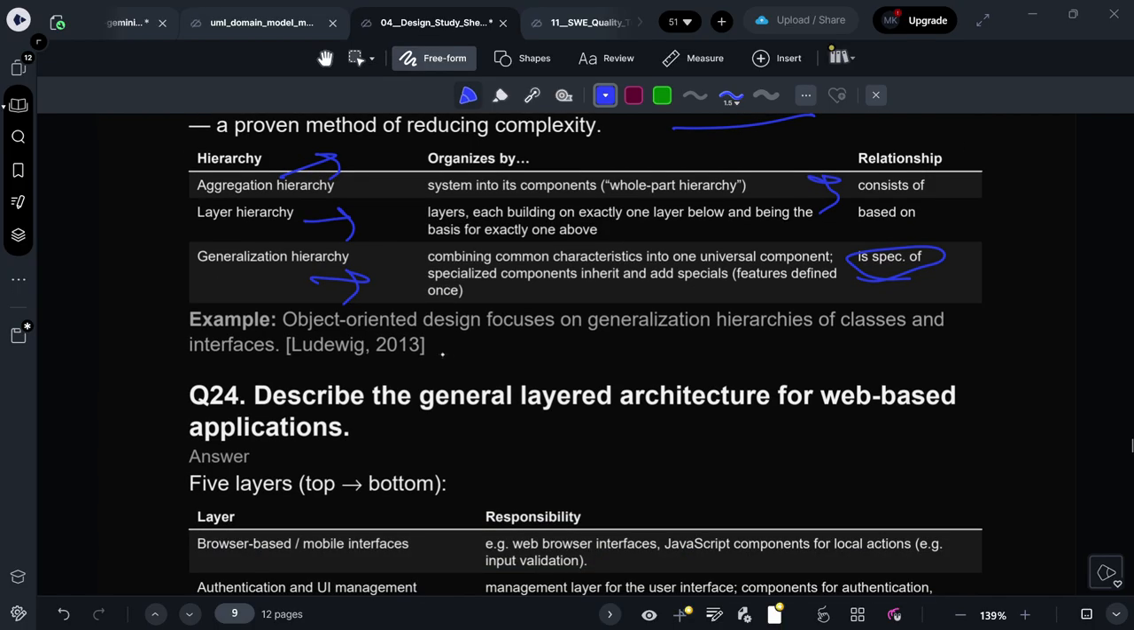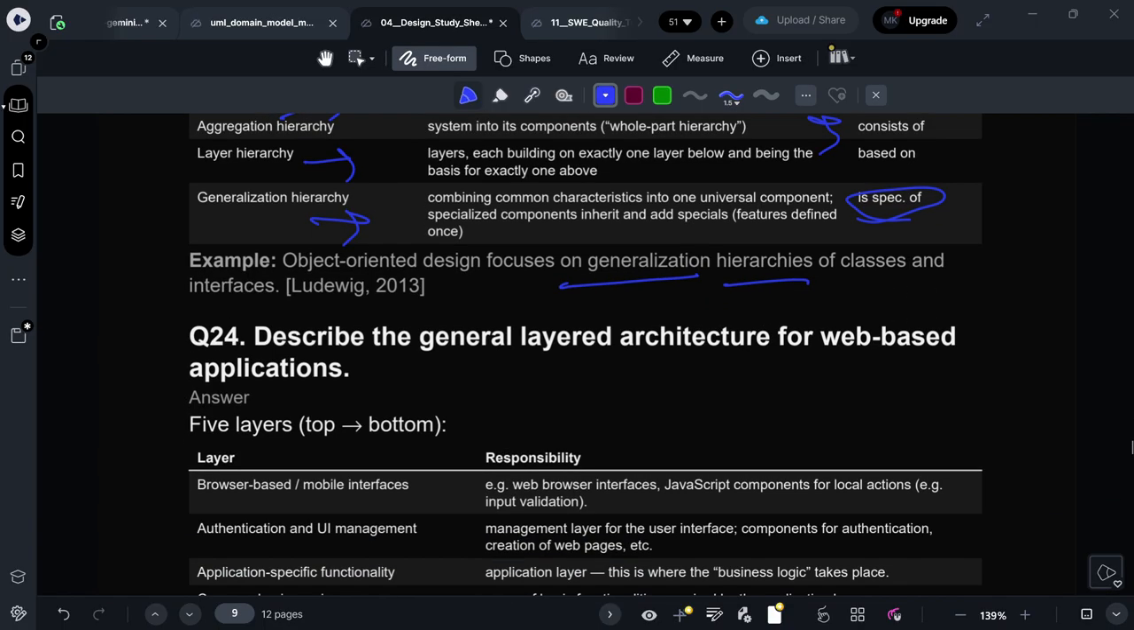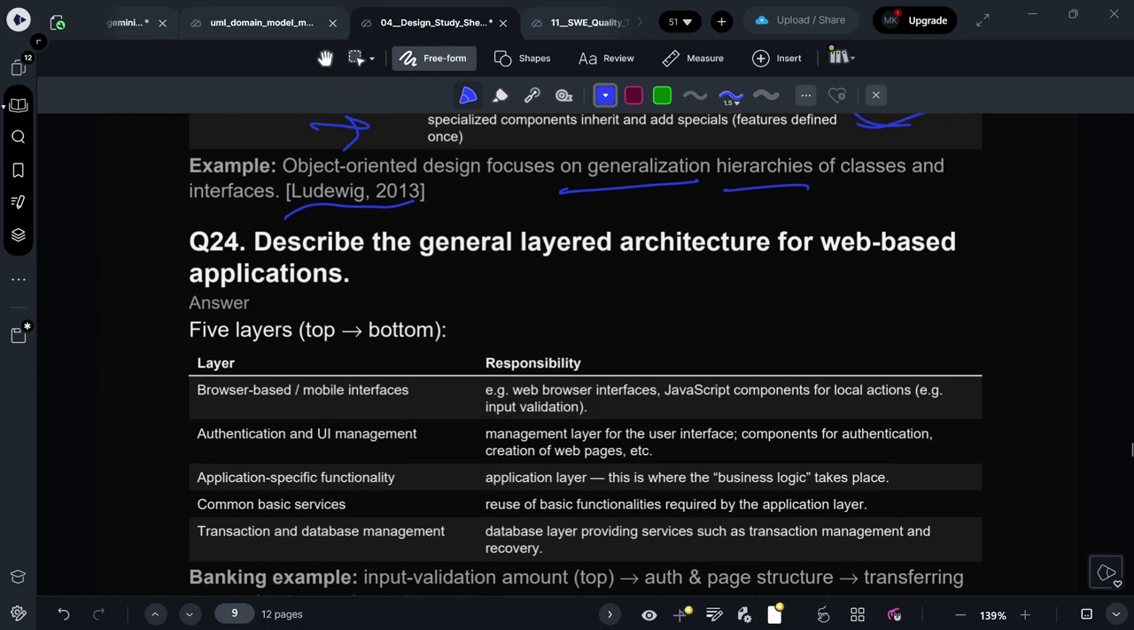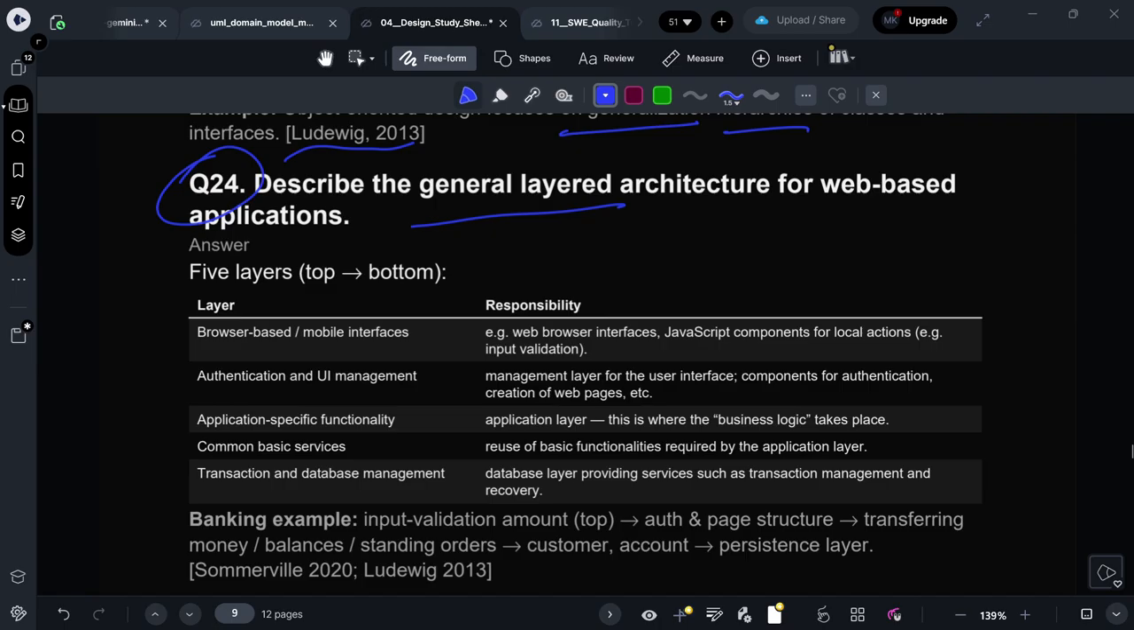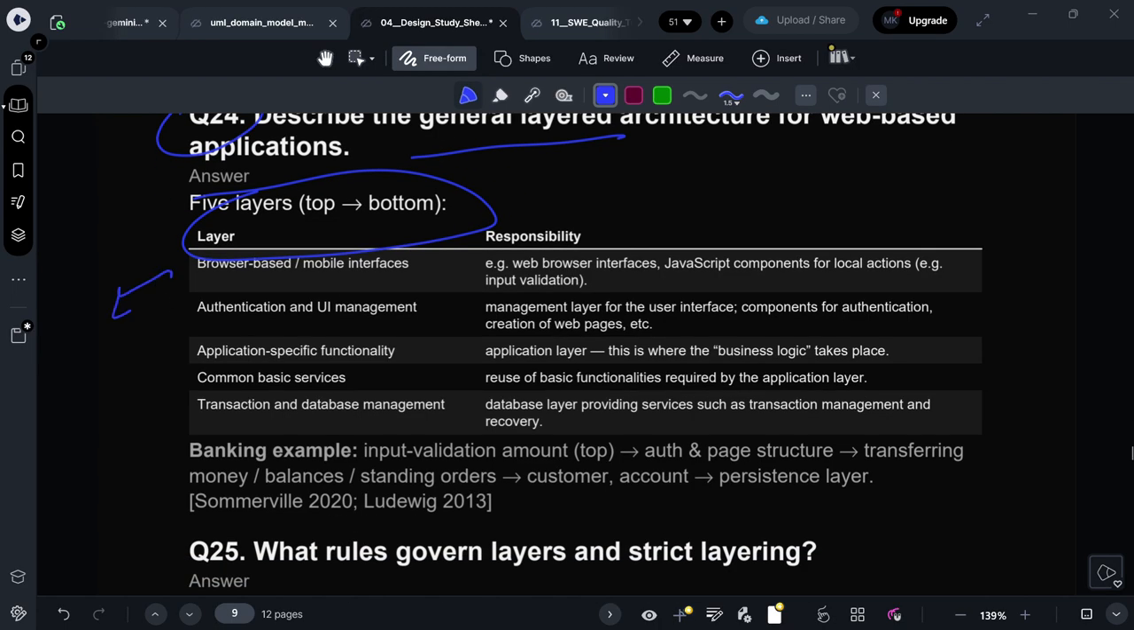Then we have an example of object-oriented design, which focuses on generalization hierarchies of classes and interfaces. This example is from Ludwig 2013. Then we know that this describes the general layered architecture for web-based applications. We have 5 layers top to bottom. We have browser layer, mobile interface layer. This is the layered architecture.